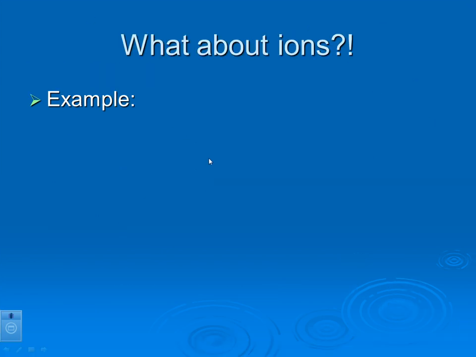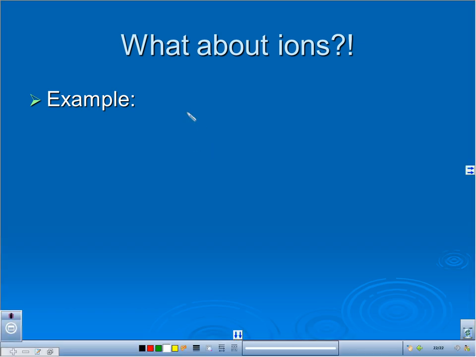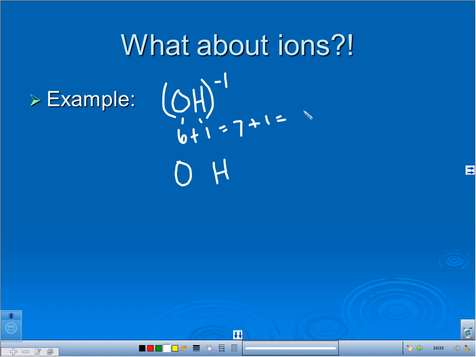Alright, what about ions? Well, ions are a little different. Polyatomic ions are held together with covalent bonds. So this is a polyatomic ion known as hydroxide. It is held together with covalent bonds. So that means just oxygen and hydrogen are bonded together with covalent bonds. Same rules. I have 6 valence electrons plus 1 from the hydrogen, which equals 7. But this negative one charge indicates that I have 1 more valence electron. So my final Lewis structure is going to have 8 valence electrons.